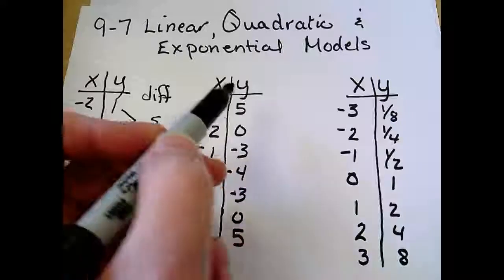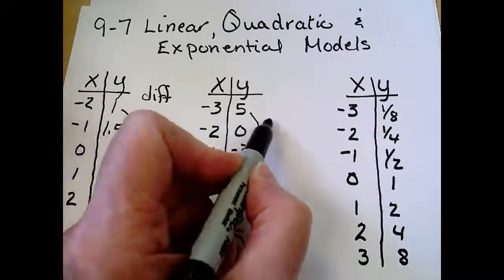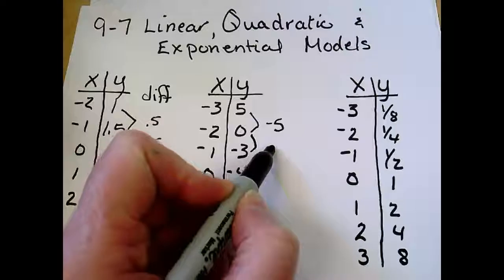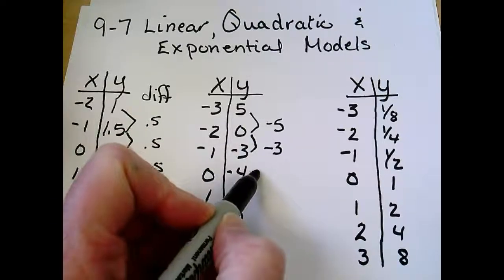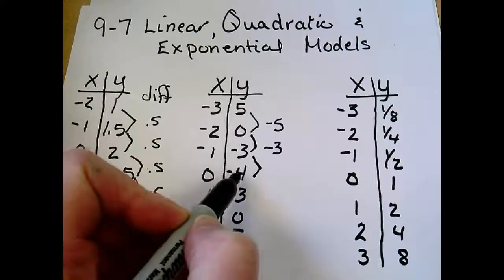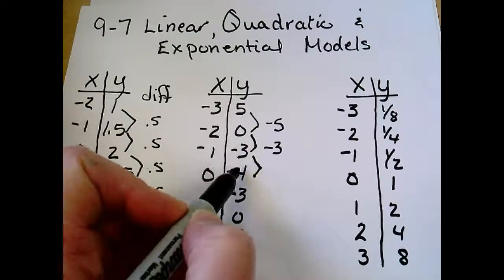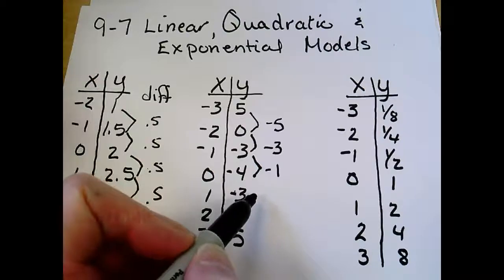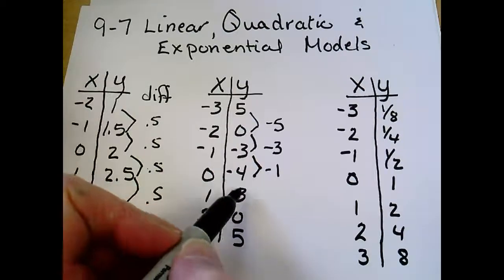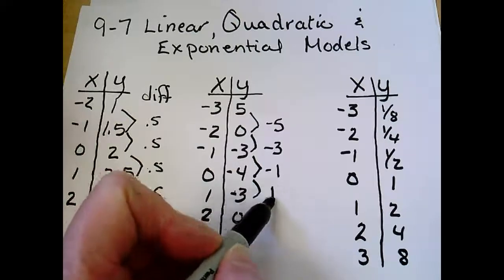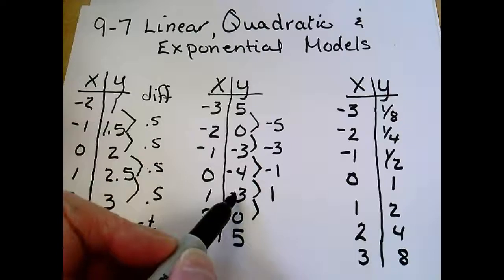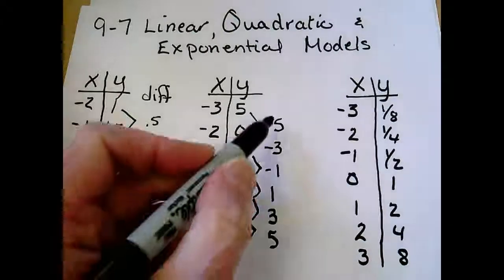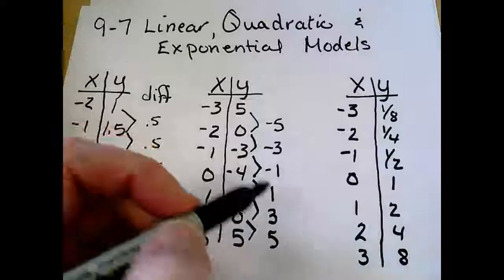If I subtract and I don't get the same numbers all the way through, so 0 minus 5 is negative 5, negative 3 minus 0 is negative 3, negative 4 minus negative 3, so negative 4 plus 3 is negative 1, negative 3 minus a negative 4, negative 3 plus 4 is positive 1, 0 minus negative 3, 0 plus 3 is 3, 5 minus 0 is 5. It didn't work in my first column, so I do it again.